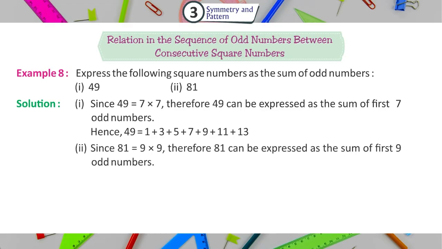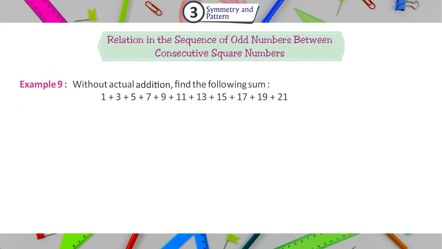2. Since 81 is equal to 9 into 9, therefore 81 can be expressed as the sum of first 9 odd numbers. Hence, 81 is equal to 1 plus 3 plus 5 plus 7 plus 9 plus 11 plus 13 plus 15 plus 17.